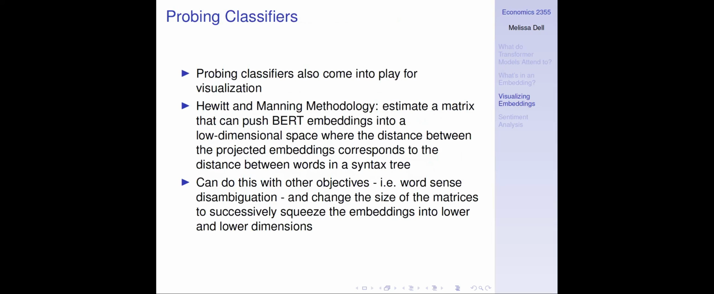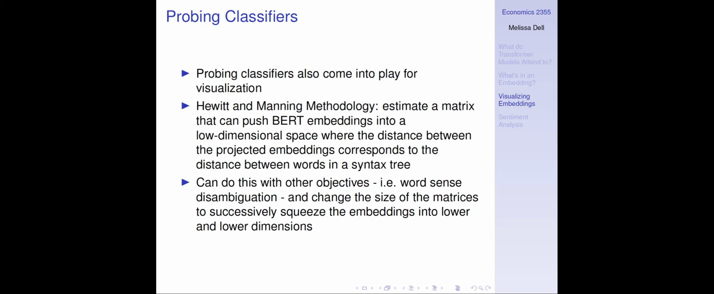Okay. Another thing that you see some in the literature is this idea of probing classifiers, and the fact that they can potentially be used for visualization. Specifically, there's a thing called the Hewitt-Manning methodology, the same Manning we were talking about in what does BERT attend to. They estimate a matrix that can push BERT embeddings into a low dimensional space where the distance between the projected embeddings corresponds to the distance between words in a syntax tree. Maybe this isn't a task that we really care about, but other people have used this method with other objectives. For example, in word sense disambiguation, they use matrices to take these high dimensional points into lower dimensional space where the objective is to make different words that have the same meaning be close and the same word that has different meanings be further away. And they potentially change the size of the matrices to successfully squeeze the embeddings into lower and lower dimensions.